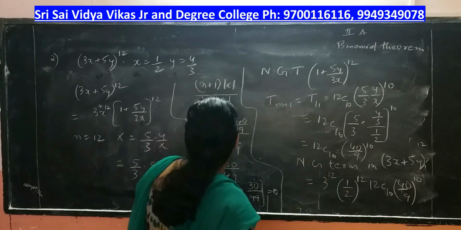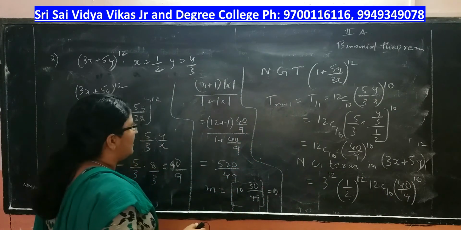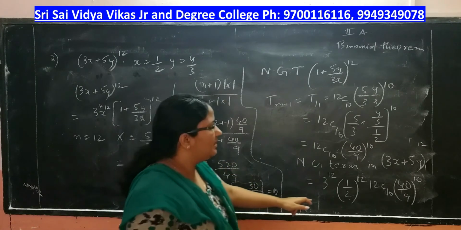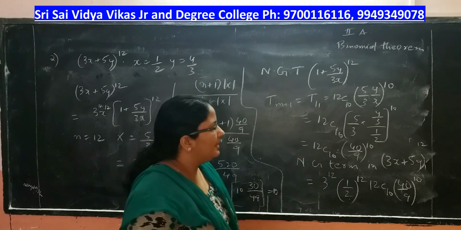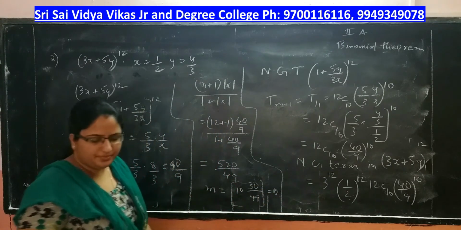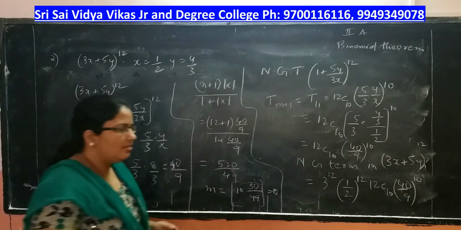Here since we have taken 3^12 x^12 common, we are including it in the numerically greatest term in the last step. So that's about this problem, children. Let us discuss some more problems.